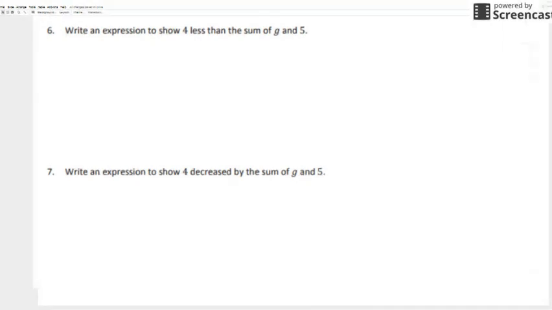It says, write an expression to show 4 less than the sum of G and 5. Whenever I see the word less than, it means I'm going to take this and move it to the back of the expression. So I'm going to show the sum first. Once again, the word sum means I need to add, so G plus 5. Now you don't have to, but I like to put these in parentheses to get in the habit. Whenever I see the word sum, they have to go together. You can't separate them. And then of course the less than 4.